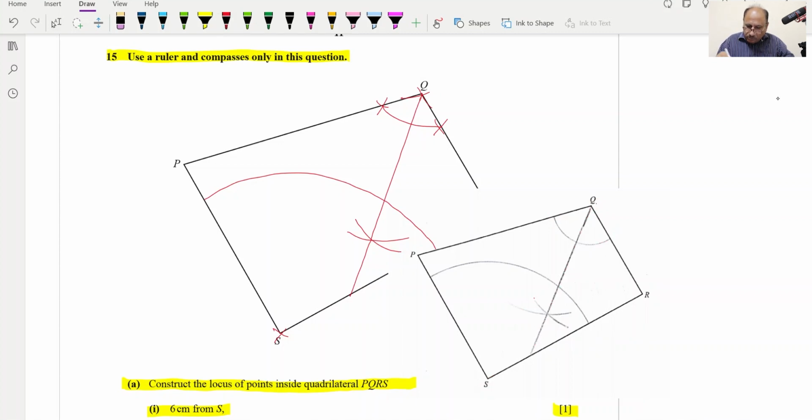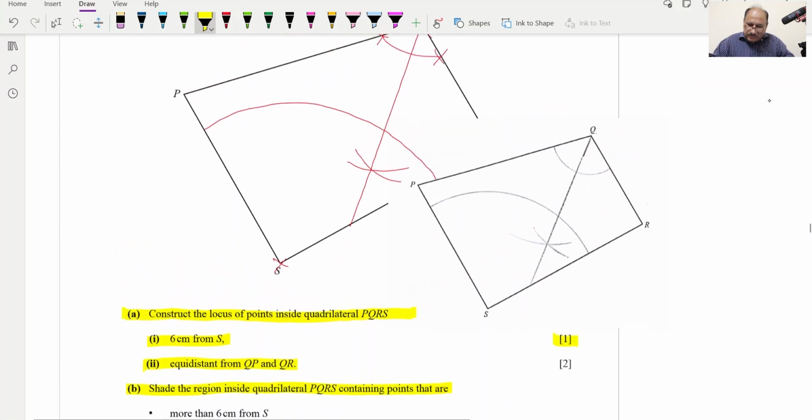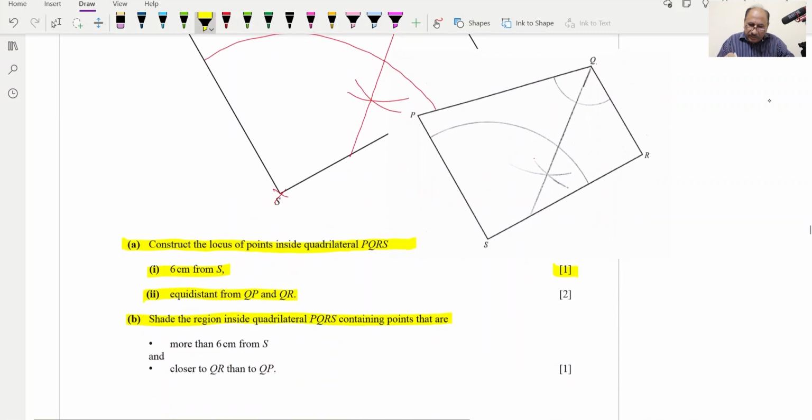Hopefully you understood this. After drawing this, what is our task? B part. B part is saying shade the region inside the quadrilateral PQRS. First condition is that it should be inside this quadrilateral, it should not be outside, then more than 6 centimeters from S. More than 6 centimeters, and inside is this region.